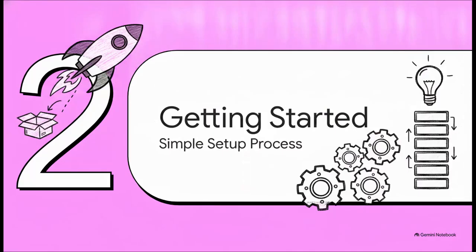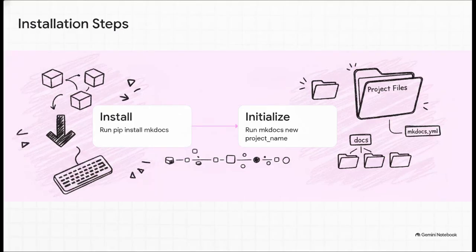Moving right along to part 2, getting started with mkdocs. So getting started literally takes mere seconds, which is exactly what you want when you're just trying to document a quick project. You just install it via pip, like any standard Python package, and then run mkdocs new, followed by whatever you want to name your project. Instantly, mkdocs scaffolds this super clean, logical directory structure for you. You don't even have to guess where things go.